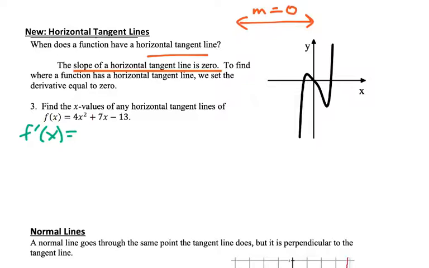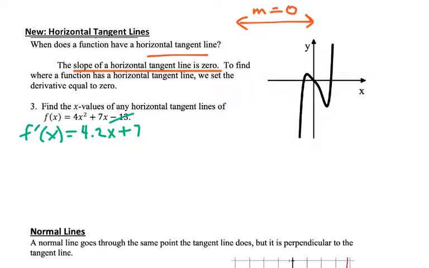4x squared, I'm going to bring down the 2. So we've got 4 times 2x to the 2 minus 1 plus 7x to the 1 minus 1. That's going to give you x to the 0, which is the same as 1. So this just ends up being a 7. And then minus 13, the derivative of any constant is just 0.